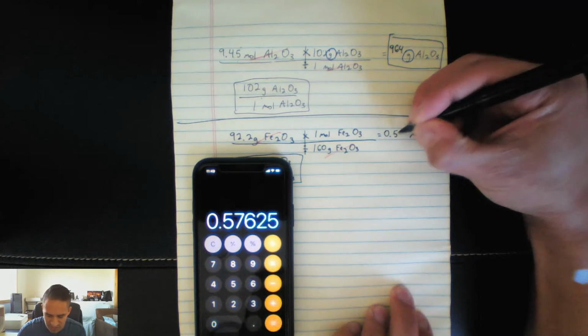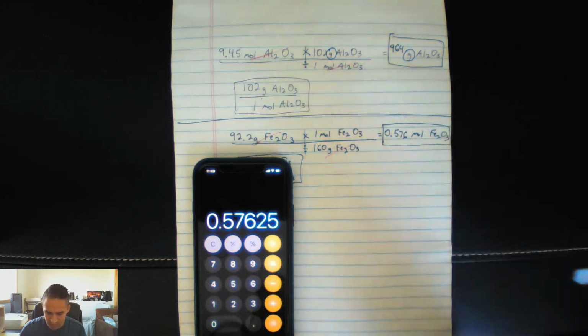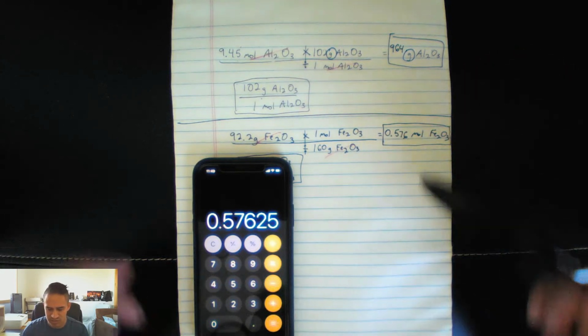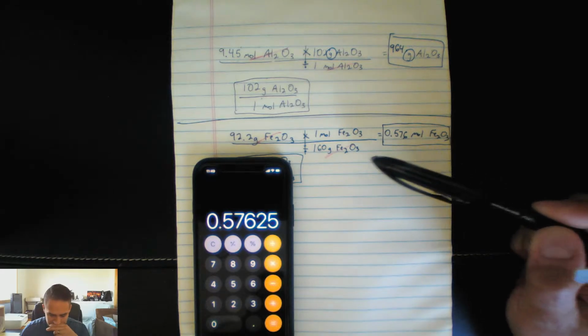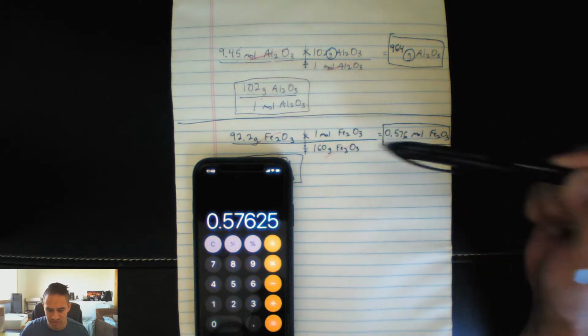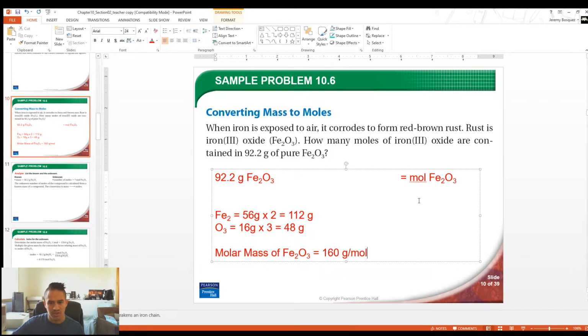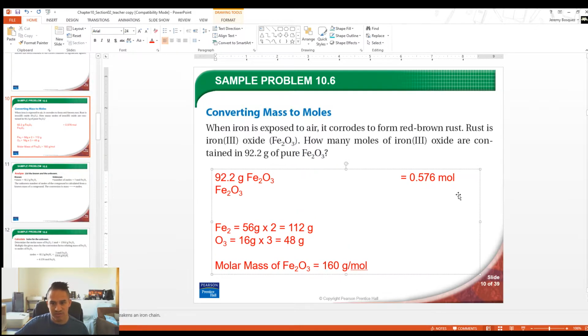So 0.576 moles, which again makes sense because we already knew that it should be less than 1. Because if we had 160 grams, that would have been 1 mole, but we only have 92.2 grams. So our answer should be less than 1, which it is. So this looks good. So again, back on our notes here, our final answer is 0.576 moles of Fe2O3.